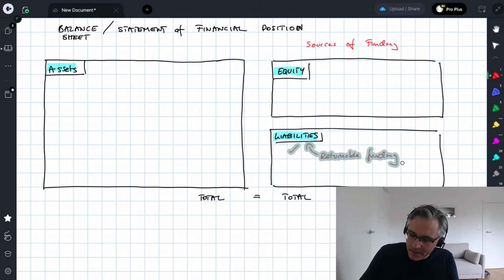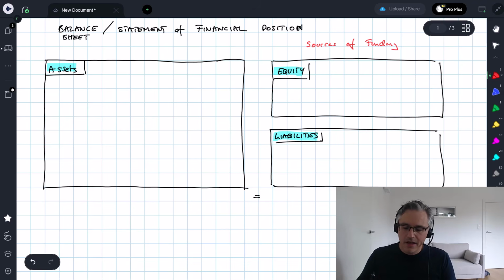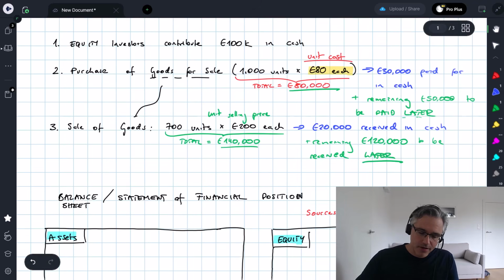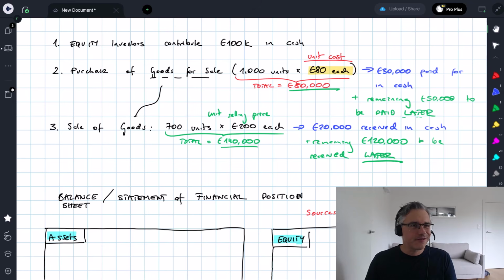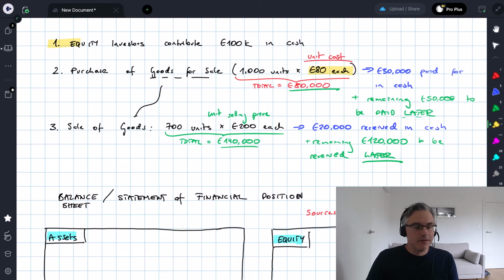And I'll use this space that we've got, and I'll write the word total and the word total over here. I'll use this as a clean template to show you how the three hypothetical, made-up transactions that I laid out over here will impact the three components of the balance sheet. Right, the first one is equity investors, at the very top. Equity investors contribute 100,000 euros in cash into the business.